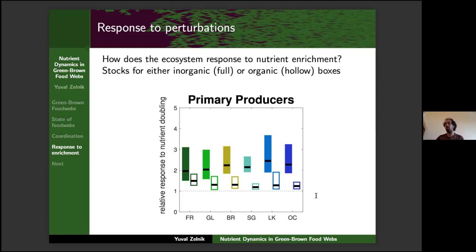Basically, I double the amount of nutrient input, either by adding only inorganic nutrients, which is the full boxes here at the top, or by adding organic, which is shown here by the hollow. The black lines show the median values, and the boxes show the 5th and 95th percentiles. What I'm showing here is a ratio. So I'm looking at how much, for instance, the trees in the forest, how much larger is their biomass following nutrient enrichment, as opposed to the baseline values.